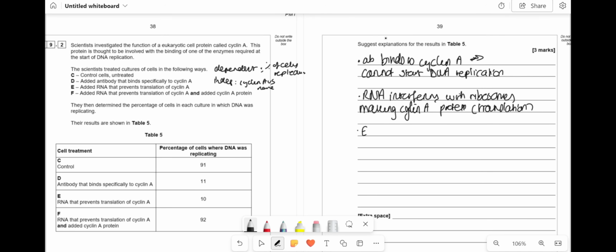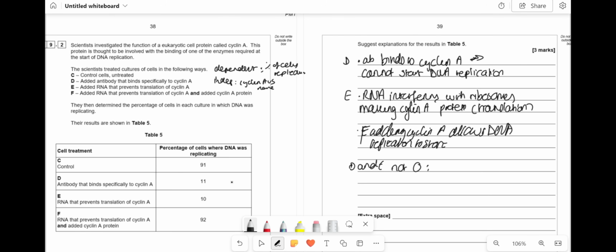If you haven't noticed, you should always try and do it in an order. So I'm doing D, then E, now we're on to F. In F, adding cyclin A back allows DNA replication. But we're not done, because even then, if we look at D and E, why are they not 0?